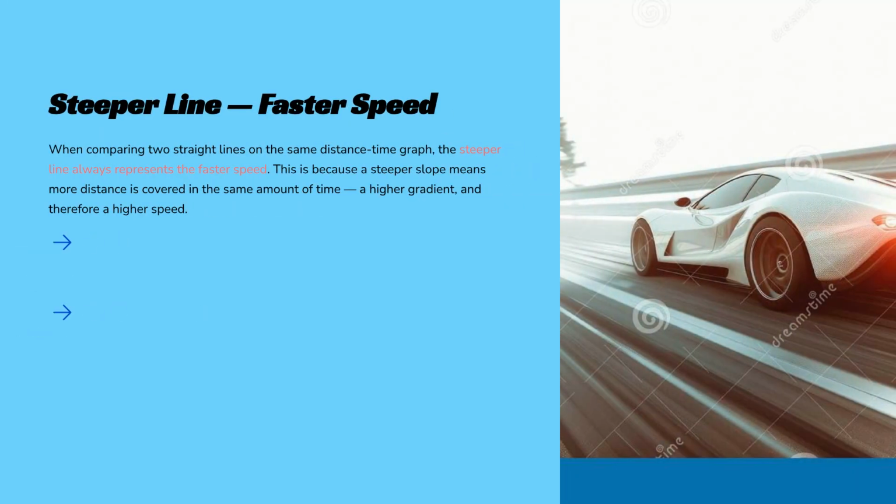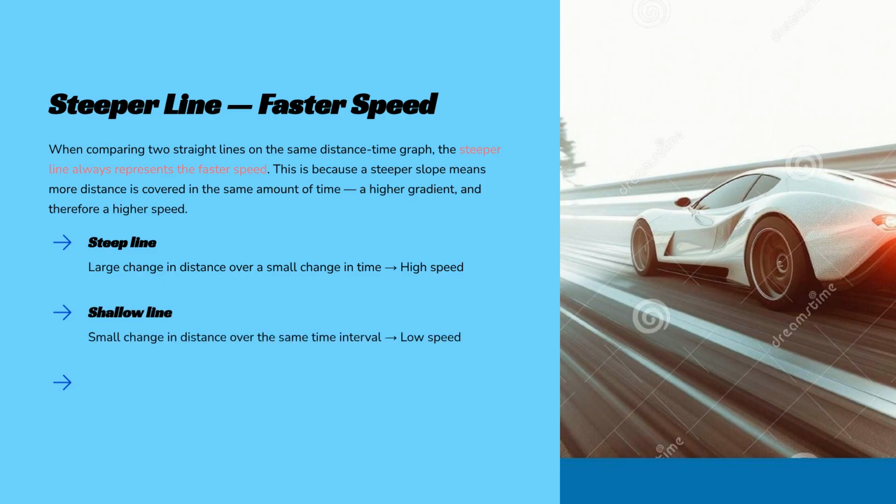When comparing 2 lines, the steeper one represents a higher speed because it covers more distance in the same amount of time. Remember, steep equals fast, shallow equals slow, and horizontal equals stationary.